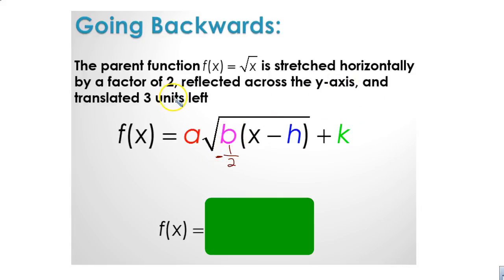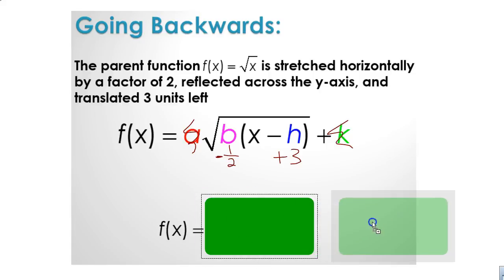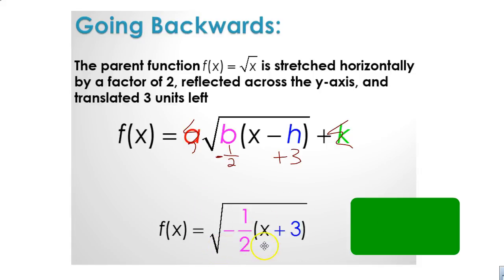And it's going to be translated 3 units to the left. Well, left is inside the radical, and it's always weird. It's the opposite of what you want to think it is. So 3 units to the left is going to be plus 3. I don't see any up or down or stretches that are up and down. So I would have the square root of negative 1/2 times parentheses x plus 3. My final answer there.